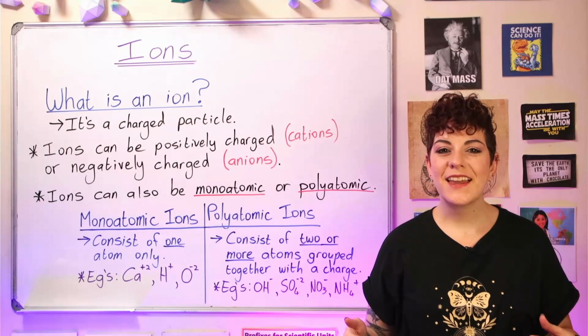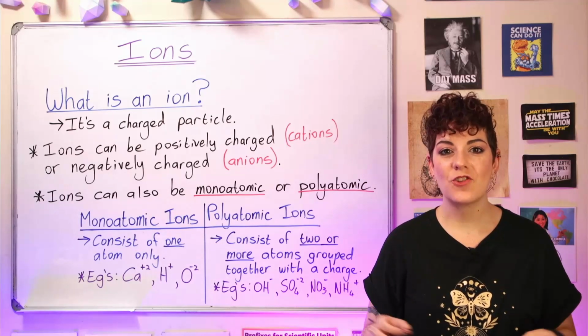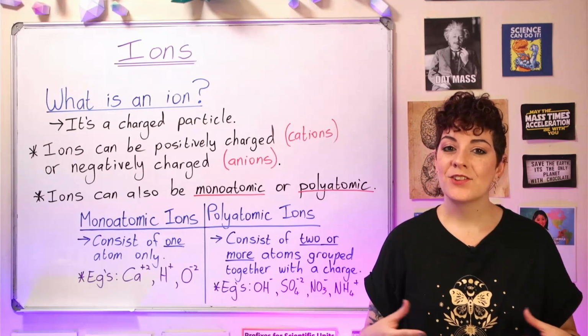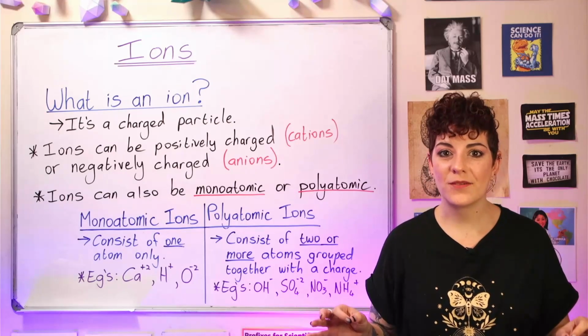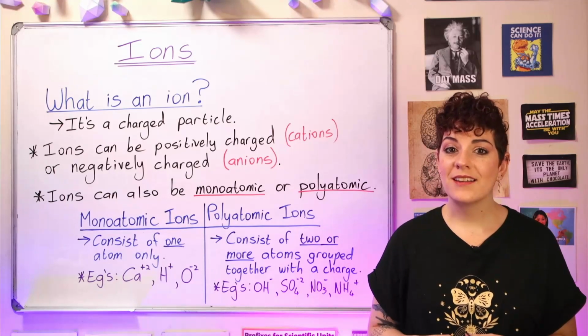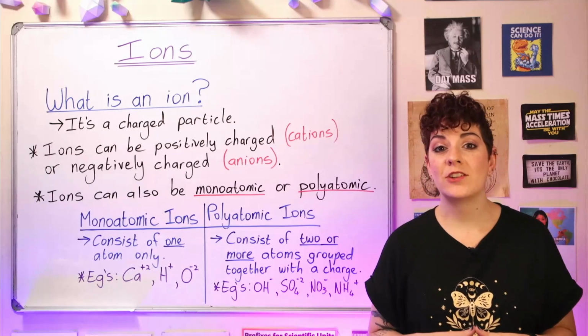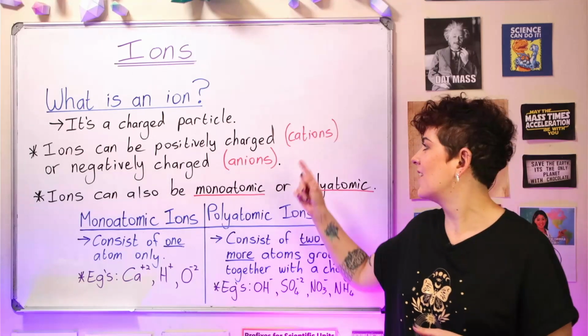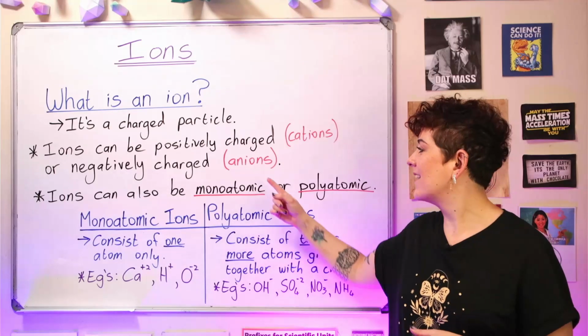Right, so today we are looking at the section of ions, valency, and writing chemical formulae. So let's start with asking the question, what is an ion? Well, an ion is a charged particle. You get both positively charged ions called cations, and you get negatively charged ions called anions.